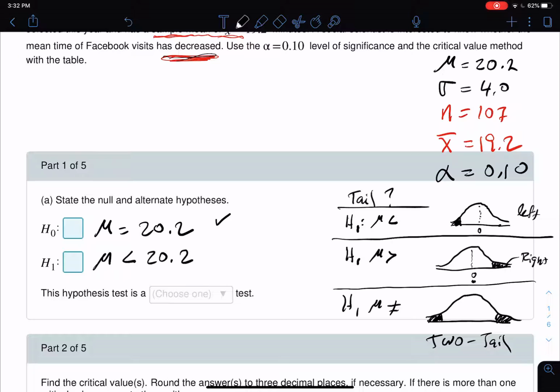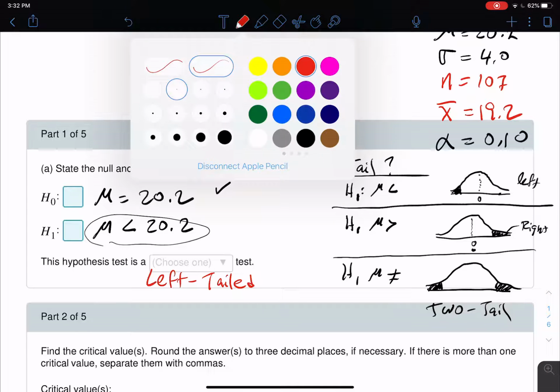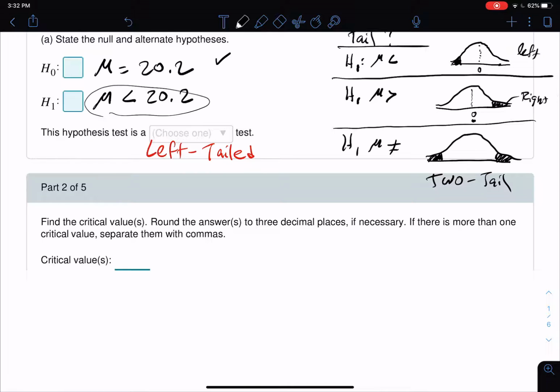Okay, so because this is less than, this is a left tail. Left-tailed test.